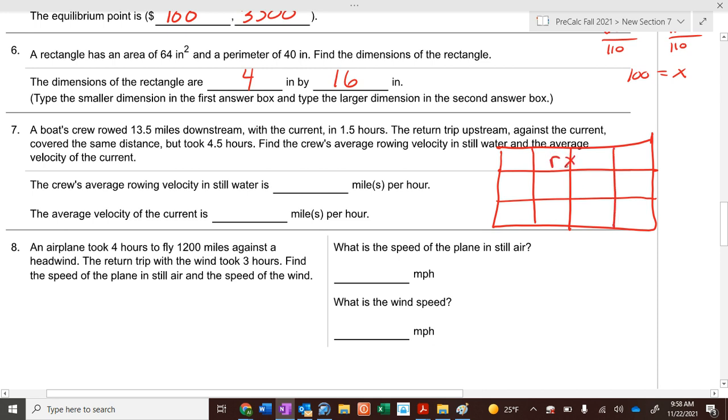So rate times time equals distance. So they're going downstream and upstream. The rate going downstream, we don't know what it is, okay? But it's their rowing rate plus the current rate. The time it took them is 1.5 hours. The distance they covered is 13.5 miles. The rate going back upstream, they're fighting the current. So it's whatever their rate is minus the current, because the current is holding them back. Took them 4.5 hours, and they went 13.5 miles again.